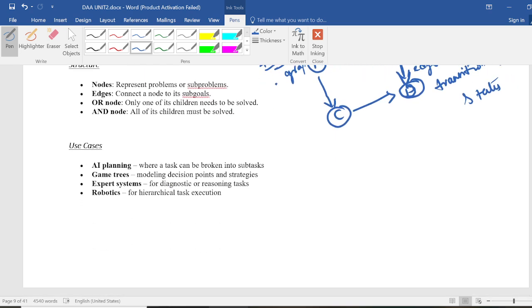So what are the use cases? Artificial intelligence planning, where tasks are broken into subtasks, is one use case. Expert systems like medical diagnosis or troubleshooting is one more. Game trees for modeling strategies and decisions, and robotics for hierarchical task execution. In all these scenarios, and or graphs are used.